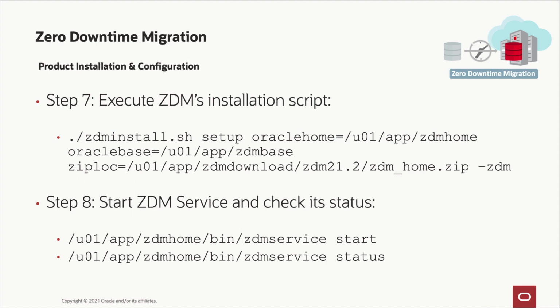Once unzipped, you can execute the ZDM installation script, which is explained here. Of course, you can adapt that to your specific requirements, settings and folders. Once you have executed the installation script and it goes successfully, you can start ZDM by running zdmservice start, and then check the status by running zdmservice status and see that everything is active and up, successfully installed and ready to go.